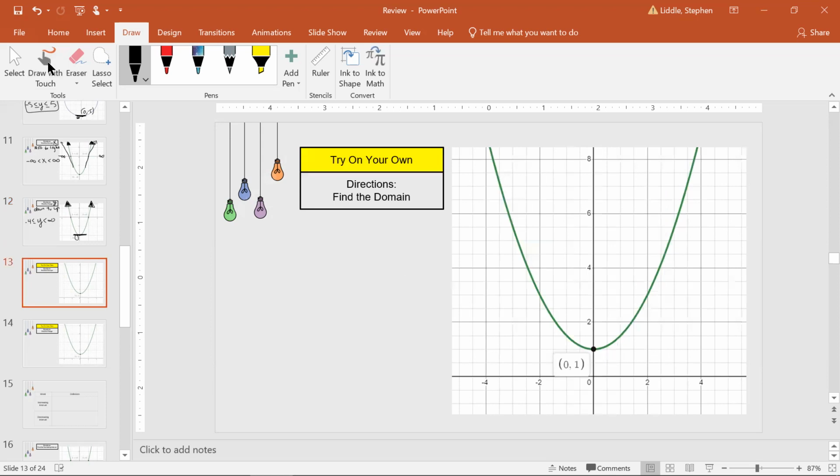All right. So we're going to try this one on your own. On your paper, you have this exact graph. I'll pause for about 3 seconds so you guys can pause the video. Here, try to find the domain and find the range.